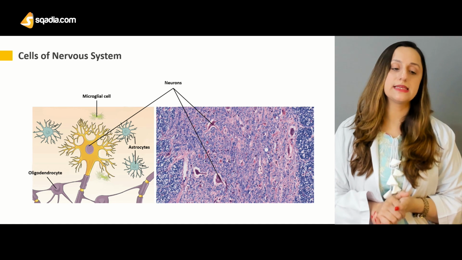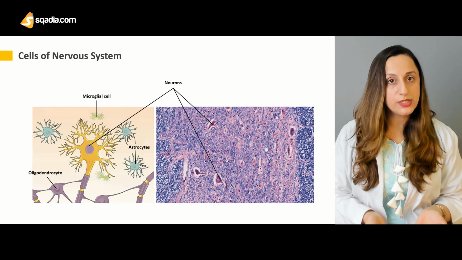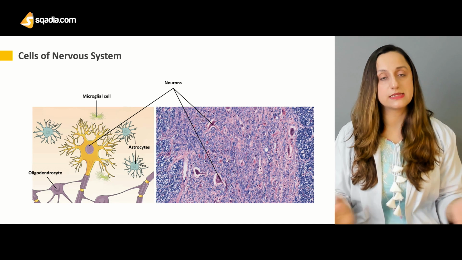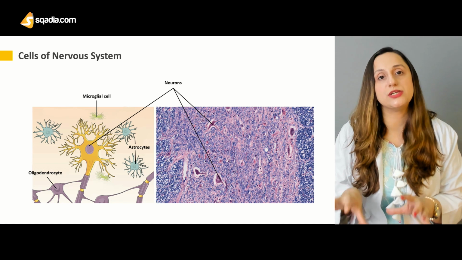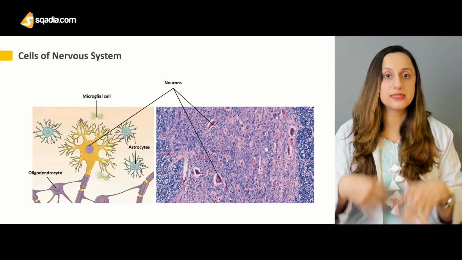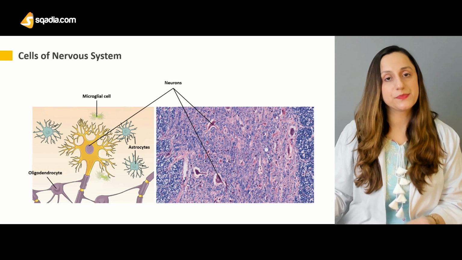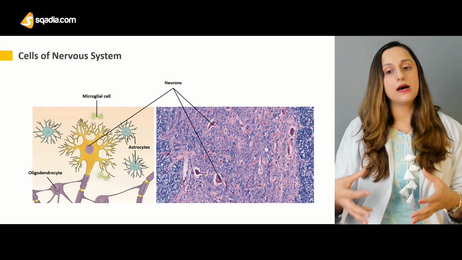The myelin sheaths in the central nervous system are formed by the oligodendrocytes, and in the peripheral nervous system, these myelin sheaths are formed by the Schwann cells. So this is again a very basic or a major difference that is present in the central nervous system as compared to the peripheral nervous system.